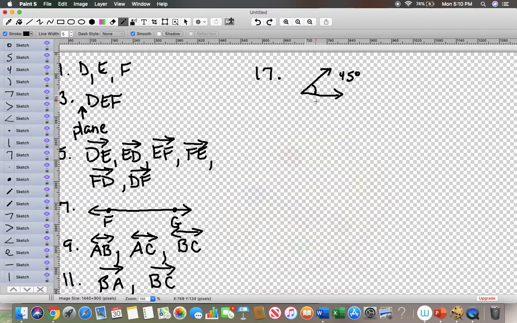Let's go ahead and, number 19, that one's easy. Draw a straight line. Get your ruler out so that it is straight. I need a point right there in the middle though. It doesn't say to label it, but if you want to label your angles, that would be perfectly fine. This would be angle Y, and a straight angle would measure 180 degrees.